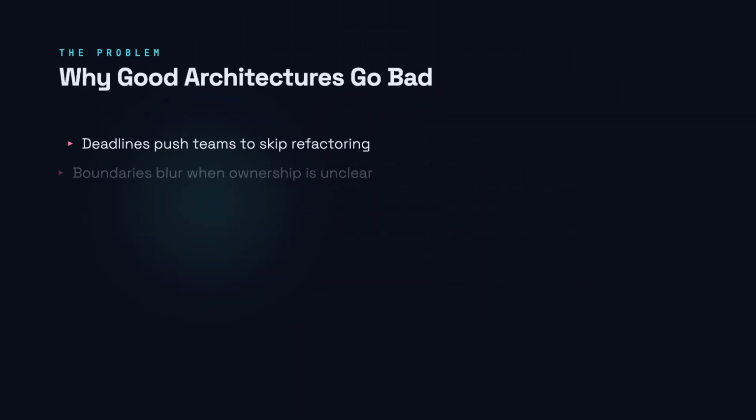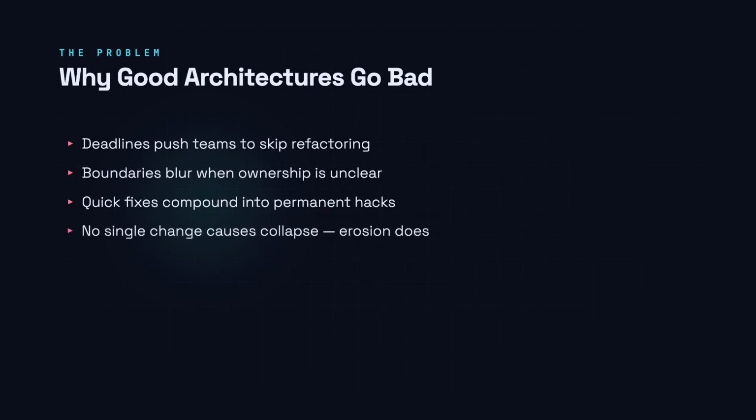Architecture rarely collapses in one dramatic moment. It erodes gradually. A boundary skipped here, a responsibility added there, a refactor deferred until it is forgotten. Anti-patterns are the names we give to the recognizable shapes that this erosion produces. Naming them matters because you cannot fix something you cannot describe, and you cannot prevent something you cannot recognize.